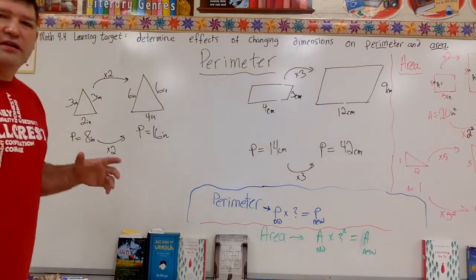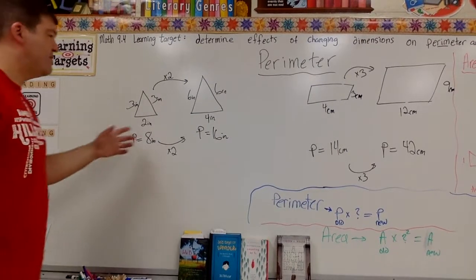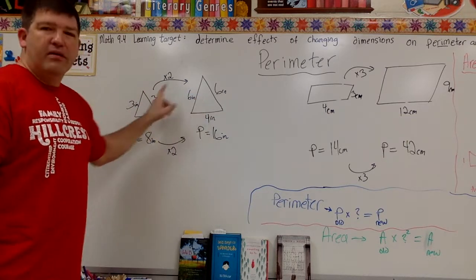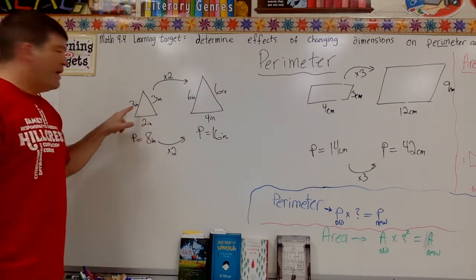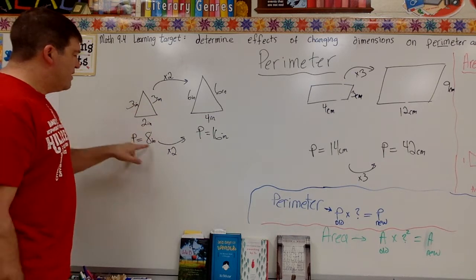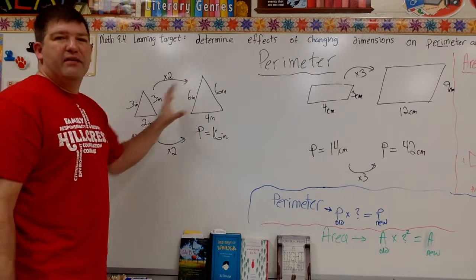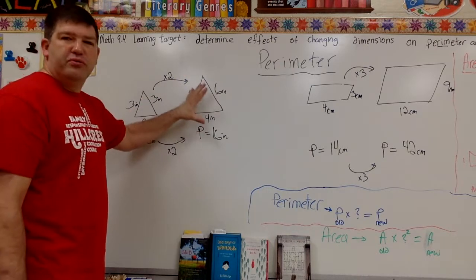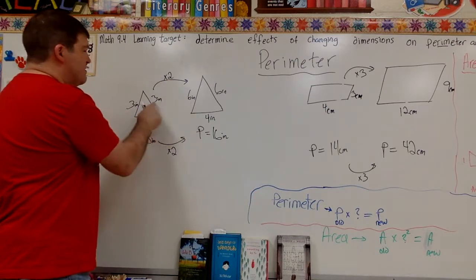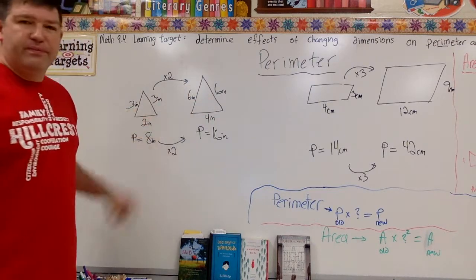If I change the length of a side, what's going to happen to the perimeter? So I have a little triangle here, and I have a bigger one here. I'm going to take this little triangle, and it has sides of 3 inches, 3 inches, and 2 inches. So I add those up, it has a perimeter of 8 inches. I want to do one twice as big, double, times 2. So I take each of the sides and times it by 2. 3 times 2 is 6, 3 times 2 is 6, 2 times 2 is 4. So this is twice as big as this one.